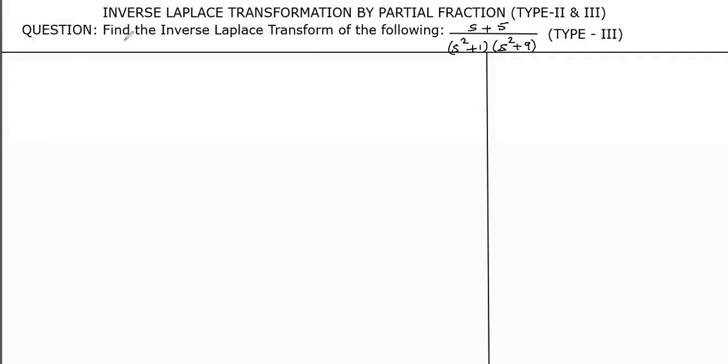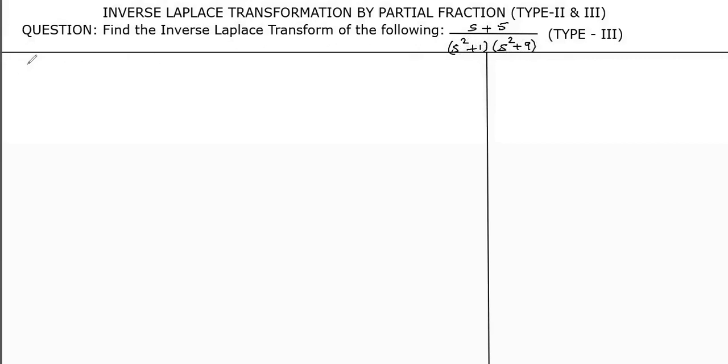Now let us see the type 3 problem. Find the inverse Laplace transform of the following: s plus 5 over s square plus 1 times s square plus 9. See here the power of s in the denominator is inside this bracket. See, s square plus 1 and s square plus 9. We can't split this s square with this 1 and we can't split this s square with this 9. Okay, this is a quadratic polynomial given here in the denominator.